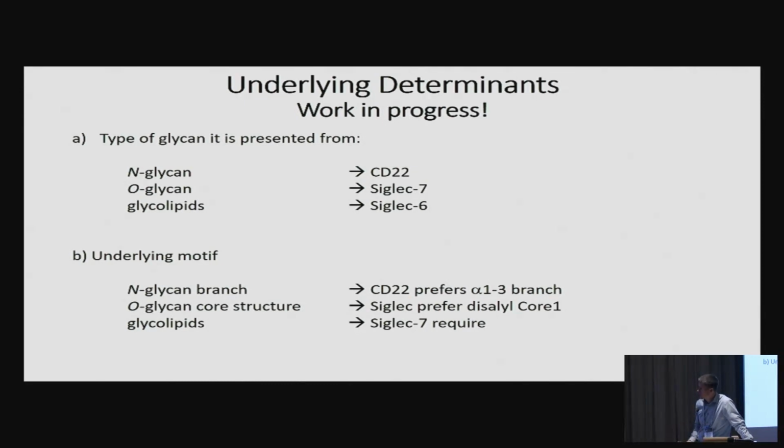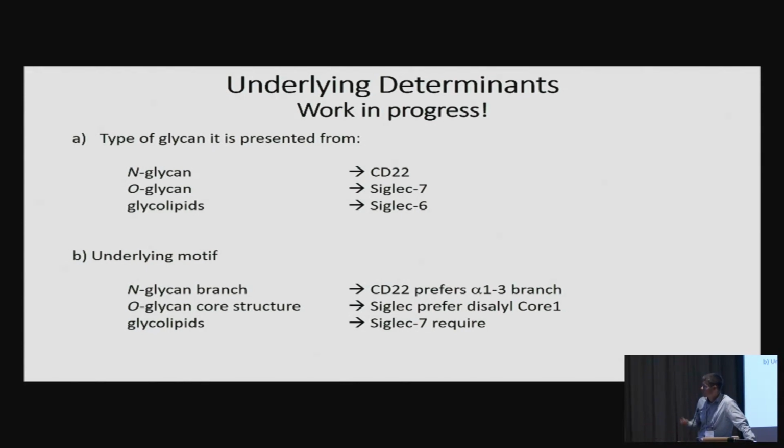What else? Well, the underlying motif, sort of where it's presented from. So, for example, the N-glycan branch: I think 2 or 3 papers have shown that CD22 prefers alpha 2,6 linked sialic acid presented from the 1,3 branch on a biantennary N-glycan. So it prefers the 1,3 rather than the 1,6 branch. Alrighty.